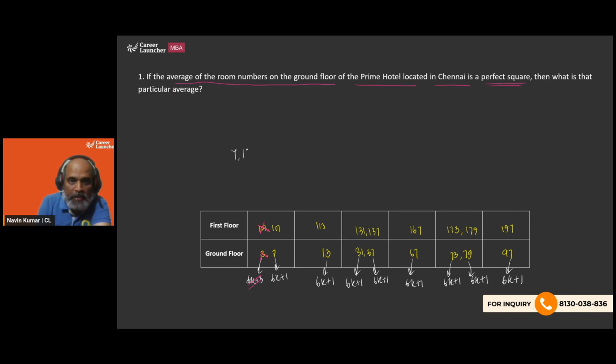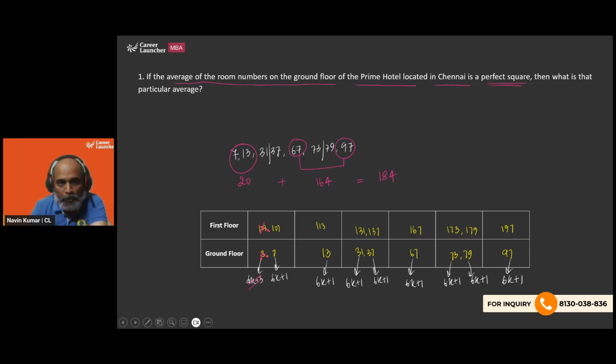So 7 is fixed, 13 is fixed. We have got 31 or 37. 67 is fixed. We have got 73 or 79, and 97 is fixed. So the values that are fixed, let's pay attention to those. 7 plus 13 is 20. 67 plus 97 is going to give us 164. So we have a total of 184 right now.